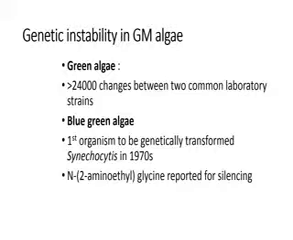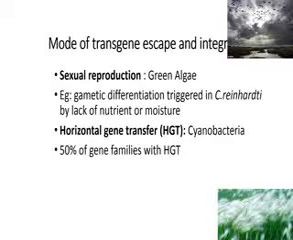So that was also seen as a major potential disadvantage of this genetically modified algae. Now, regarding the mode of transgene escape and integration, it is of course sexual reproduction in the case of green algae. Gametic differentiation is triggered in Chlamydomonas by lack of nutrients or moisture. So sexual reproduction did occur in green algae, but in the case of cyanobacteria or blue green algae, there was no sexual reproduction, only horizontal gene transfer.